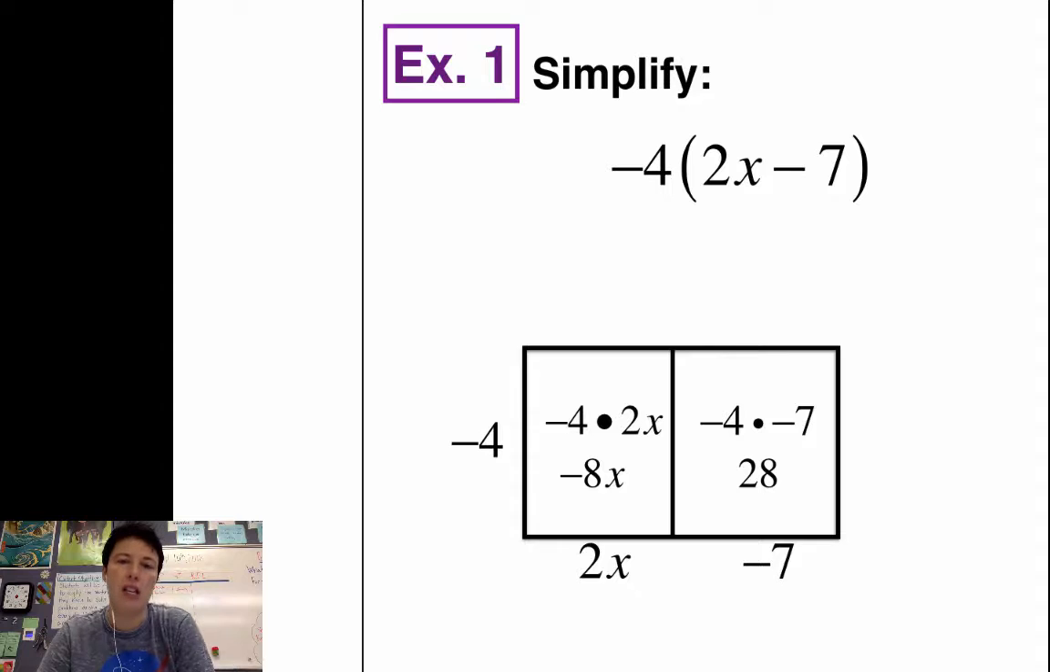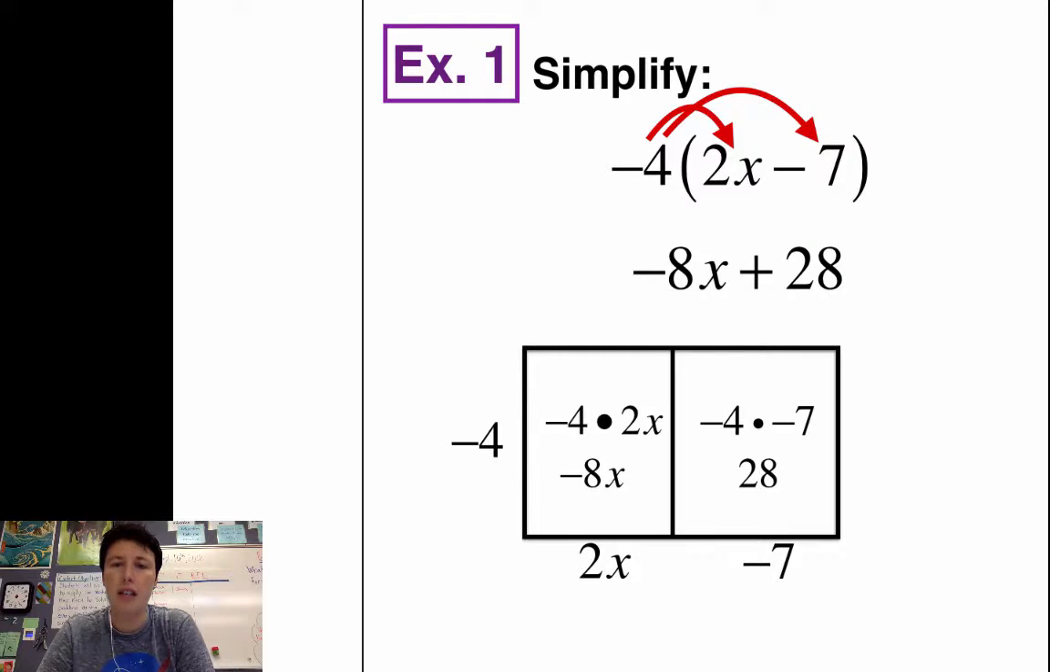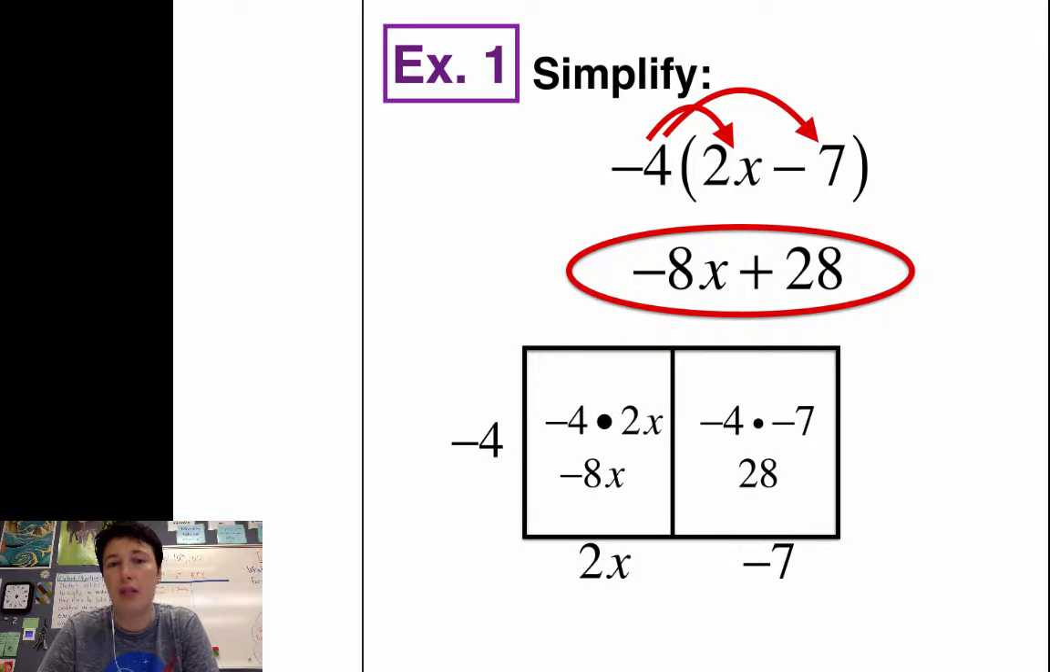Here's the other way of doing that, though. It's basically like taking that -4 and multiplying it inside. -4 times the 2x is -8x, and -4 times the -7 is a plus 28. And that's our simplified solution. And you guys, that's distributive property. Distributive property is when you're dealing with multiplication and you have to multiply maybe more than one part.